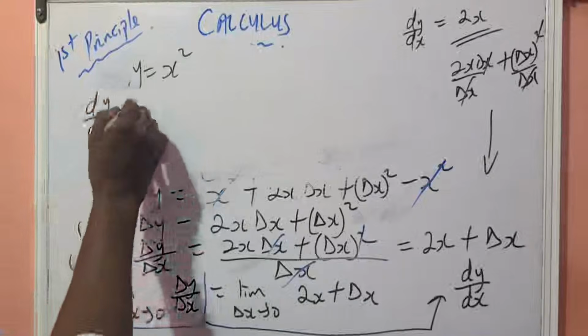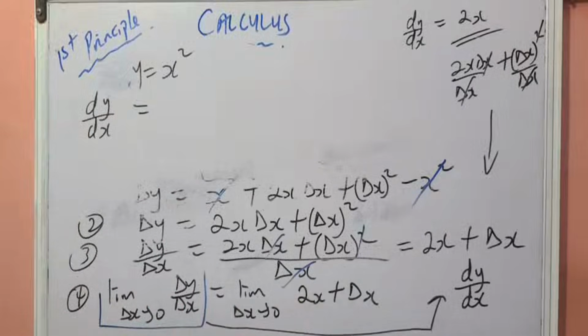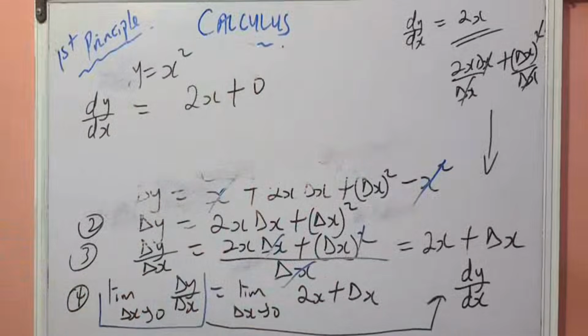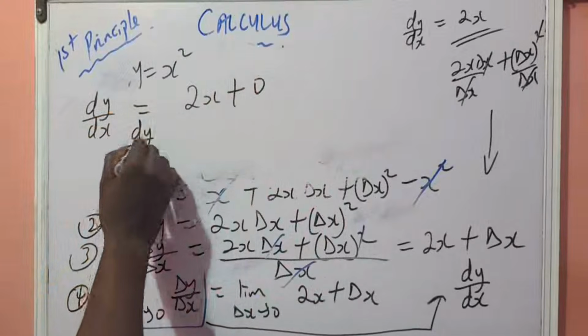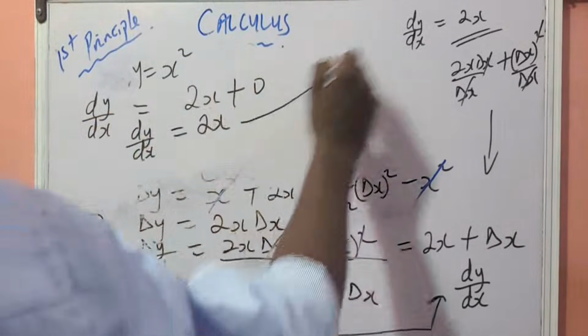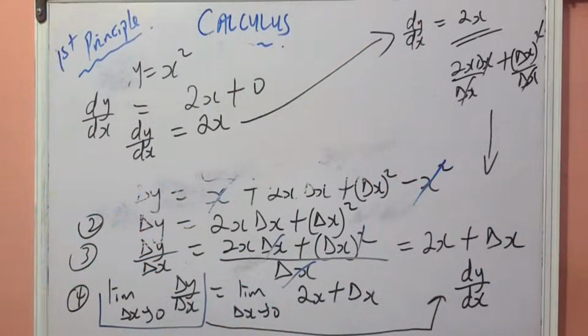dy over dx will be equal to, now let's see what the limit of this will give us. Obviously, I'm sure you are very familiar with limits already. So when I have the limit of change in x tending to 0, I have to put in 0 wherever I see my change in x. If I do that, I'll be having 2x plus 0. And then I can finally write my answer as dy over dx equals 2x. Can you see that this gave us the very same answer as when we followed the general principle? All right, so that's how simple this is.